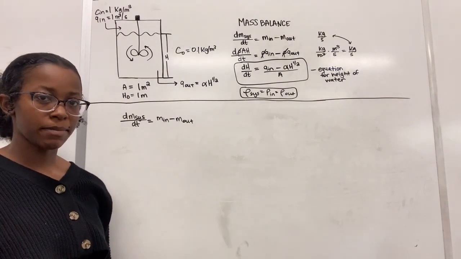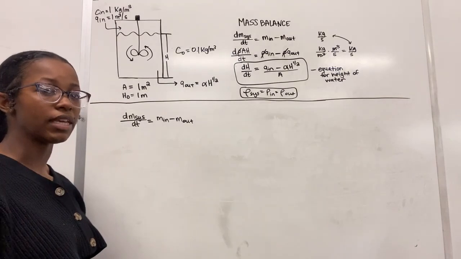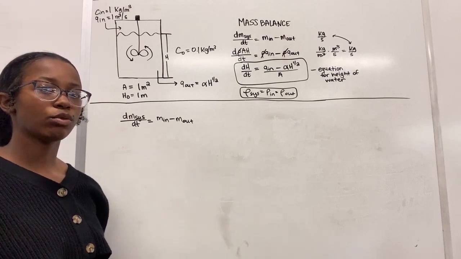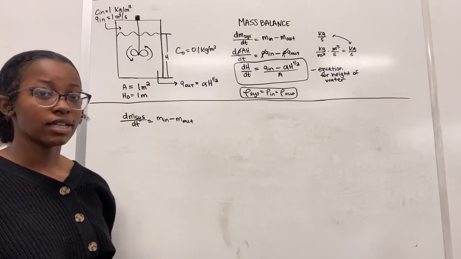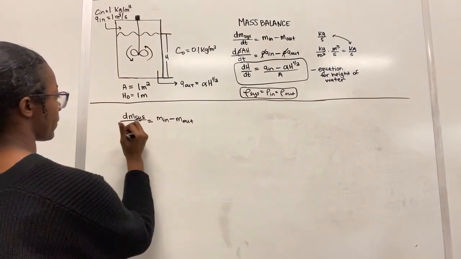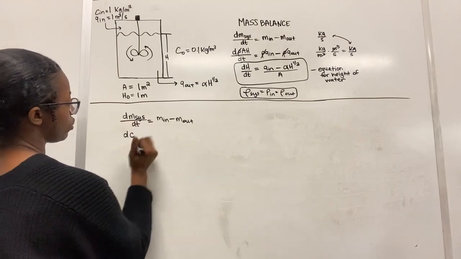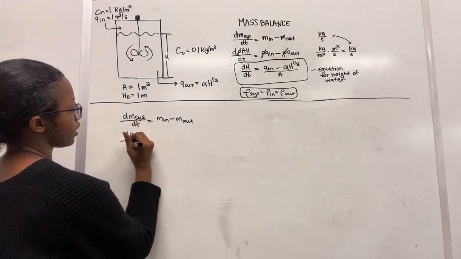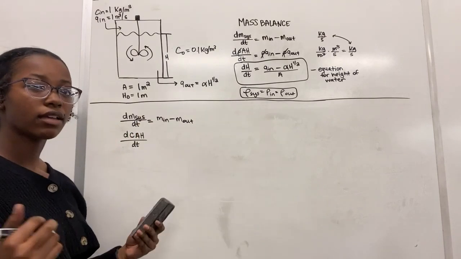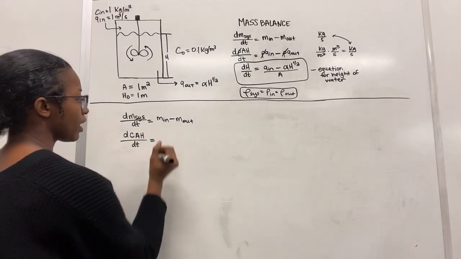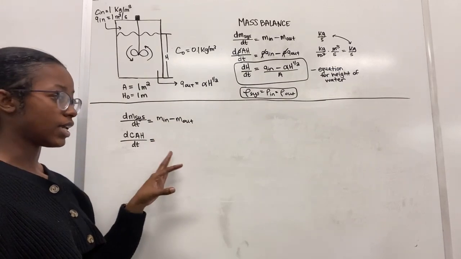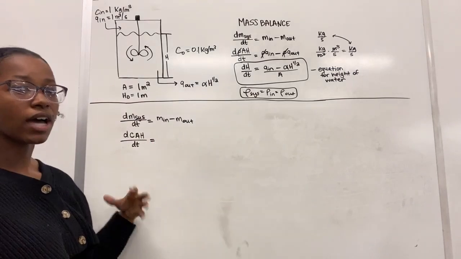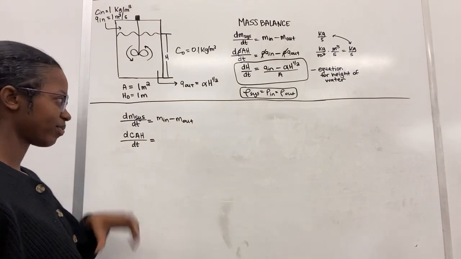But this time, instead of the mass of our system being equal to the density times the area times the height, it'll be equal to the concentration of solute B times the area times the height. So I'm using capital C for concentration, times the area times the height, with respect to time. And the same will apply to the mass coming in and the mass going out. Instead of it being the density times the flow rate, it'll be the concentration times the flow rate.